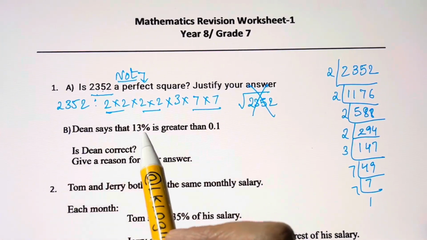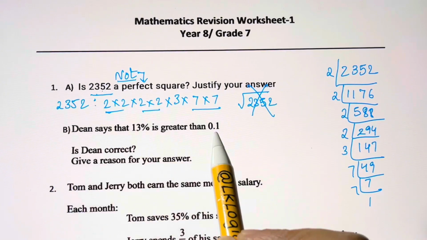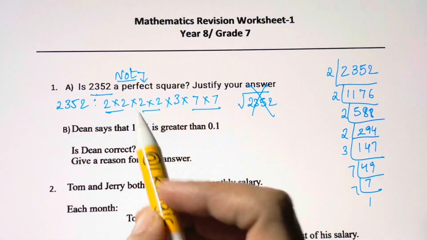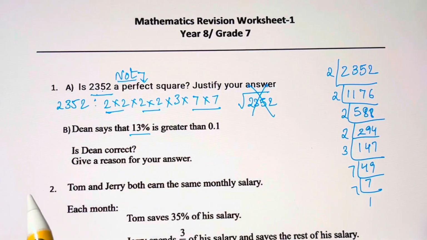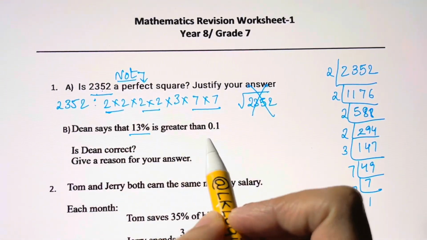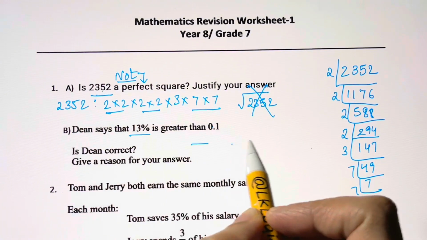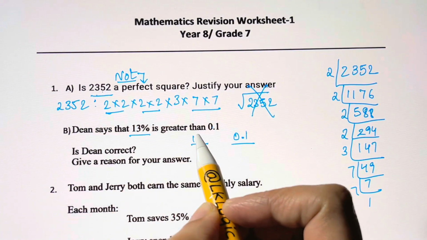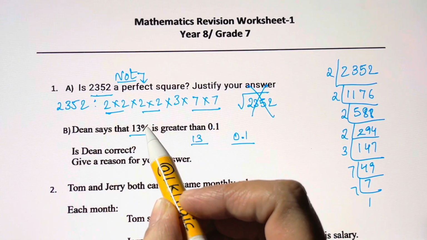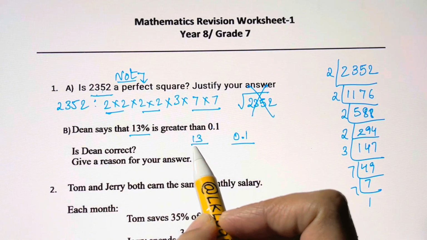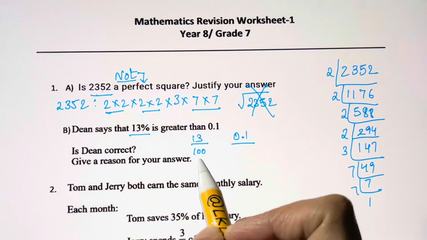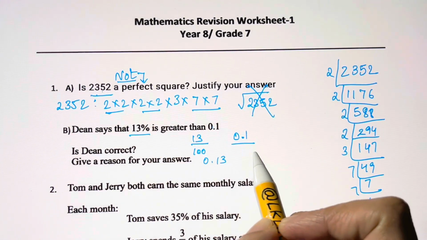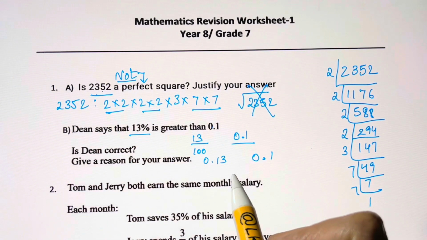Dean says that 13% is greater than 0.1. Is Dean correct? Give a reason for your answer. So let's convert this percentage into decimal and then compare the two quantities. So we have 13%, 0.1. So 13% can be written as 13%. Change the percent symbol to per 100, out of 100.